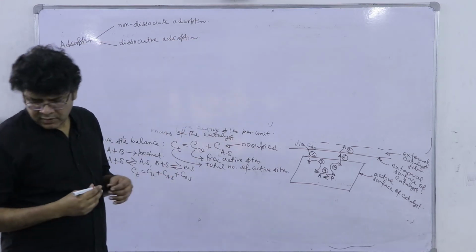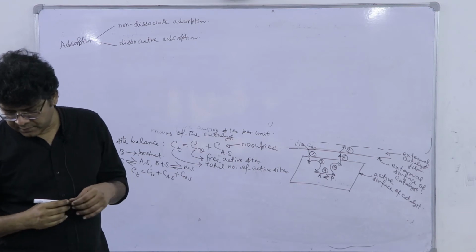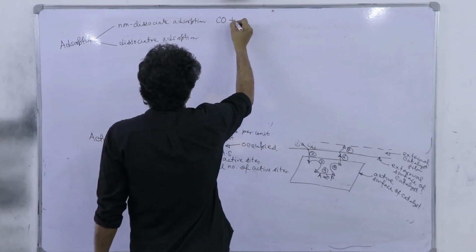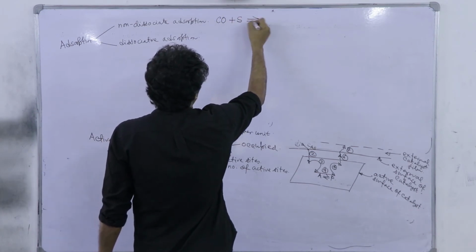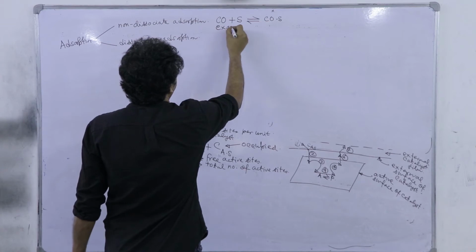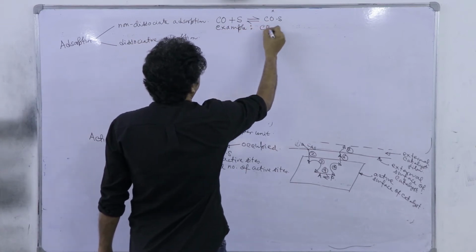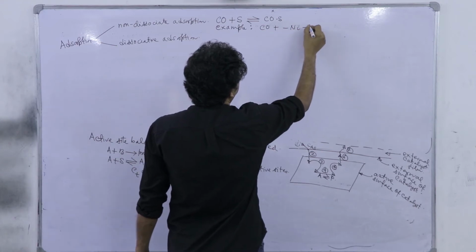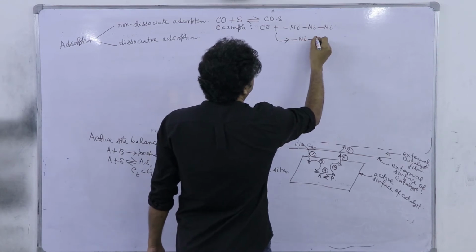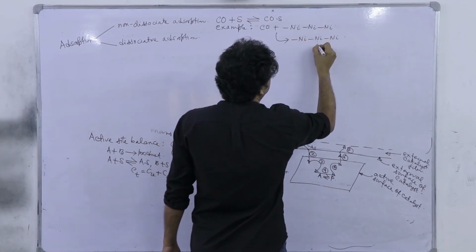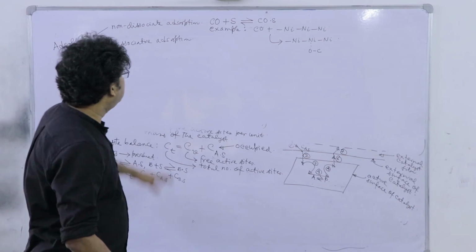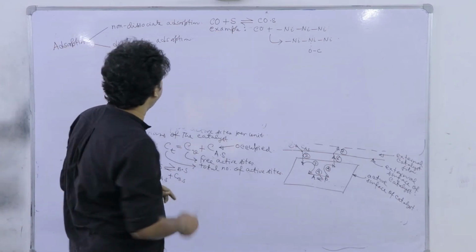Right. So, if it is a non-dissociative adsorption, let us say carbon monoxide, it is adsorbed on the active site giving you CO dot S. So, an example is carbon monoxide plus nickel catalyst, and here we will have the adsorption. So, this is the typical example of non-dissociative adsorption.